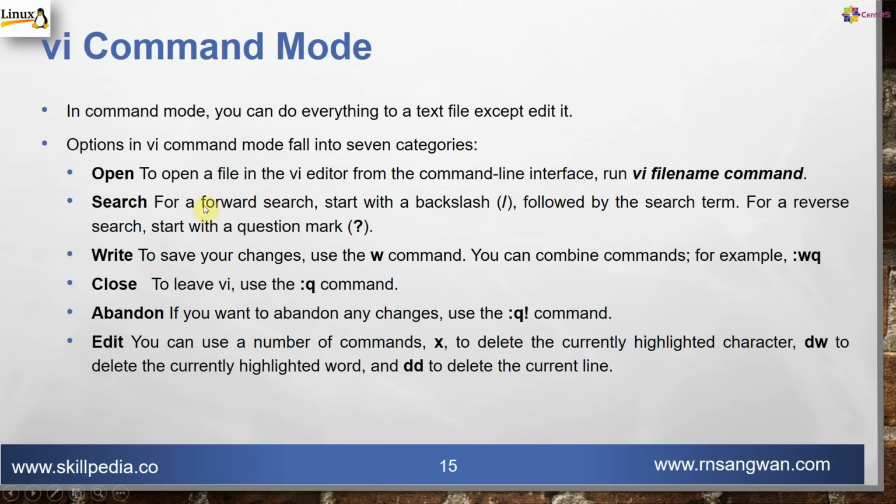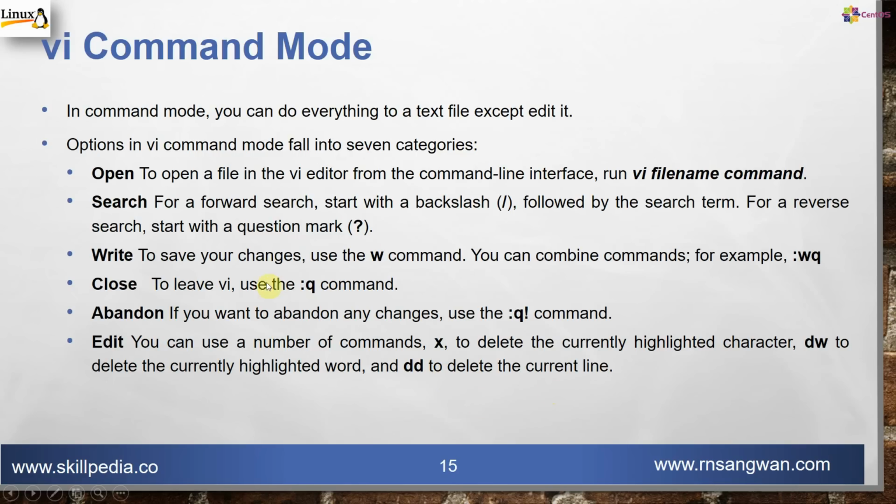Search. For a search command, start with / followed by the search pattern. Write. To save your changes, you start with colon, for example, :wq. Close. To close the VI editor, you can type :q. Abandon. If you want to abandon any changes, you can type :q!, which is force. Edit. You can use a number of commands, for example, x to delete the current highlighted character, dw to delete the word, and dd to delete the current line.